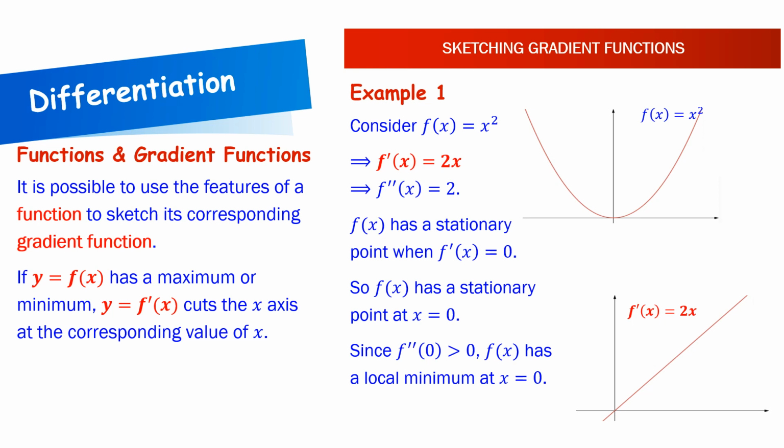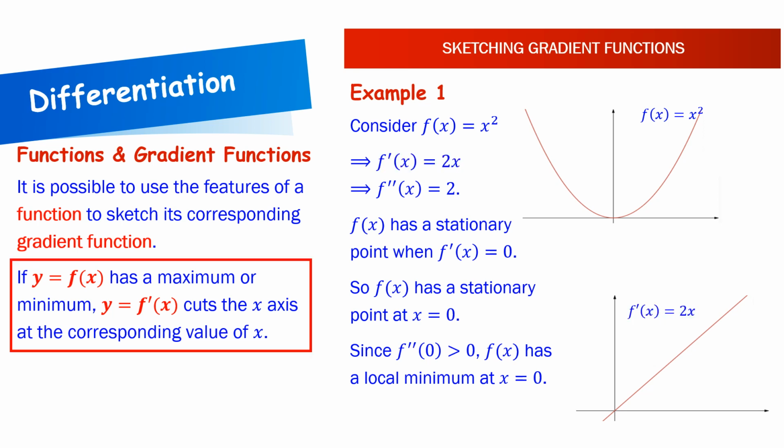Now f dash of x can be sketched here. It's of course equal to 2x. And notice that f dash of x cuts the x-axis at the corresponding value of x, where f of x has a minimum, in other words at 0, here as shown.